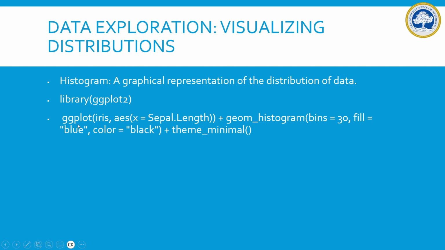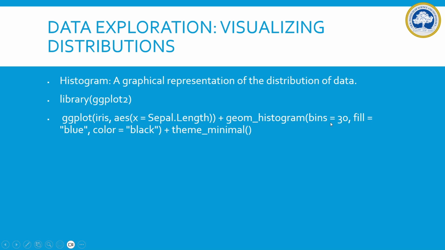variable. So for that the command is ggplot, with the data being iris, and we want to use the x variable, that is the variable to be analyzed, sepal length, so we are putting it on the x-axis, and the type of visualization you want to display is the histogram. So for that we use geom_histogram.